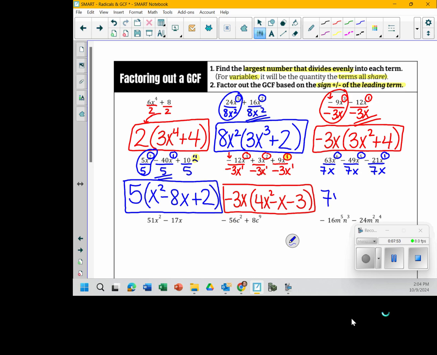So out front I have a 7x. When I divide, 63 divided by 7 is 9. X to the 5th minus 7, x to the 4th minus 3.